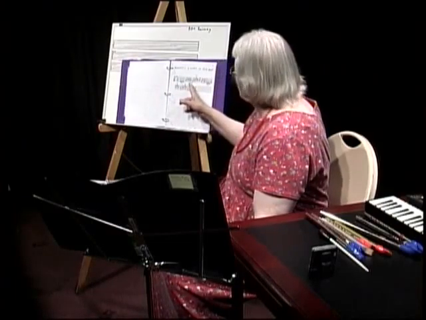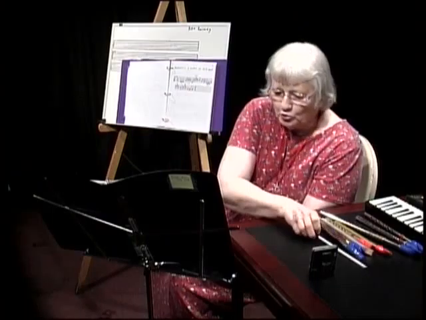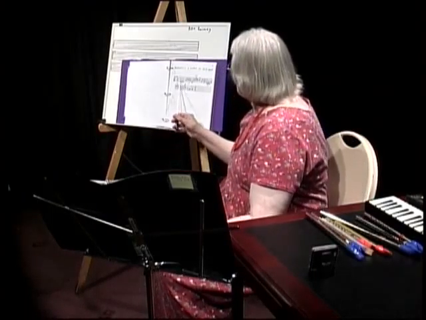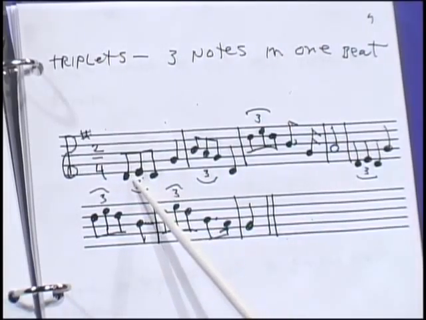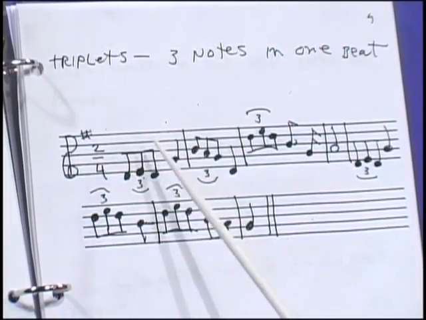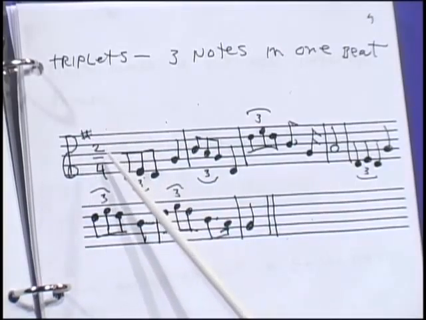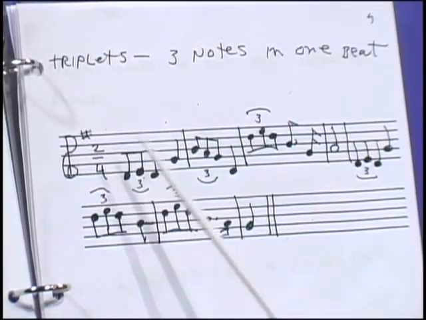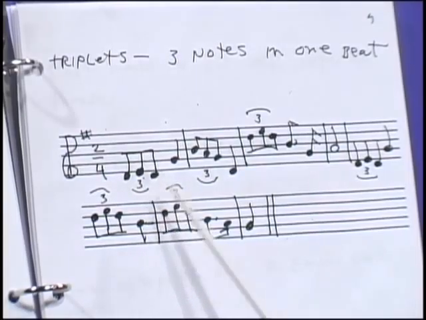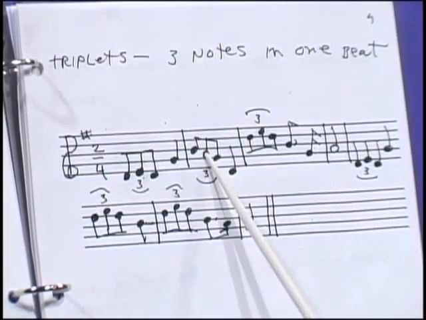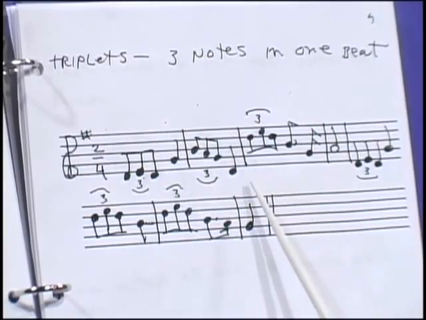Now we're going on into triplets, and let me explain to you what triplets are. It's 3 notes to 1 beat. So this is 1 beat, this is 2 beats. If you look at the key signature, this is written in 2/4. This is 1 beat, 3 notes to that 1 beat, and this is the second note. The 3 beats, the triplets, the second note.